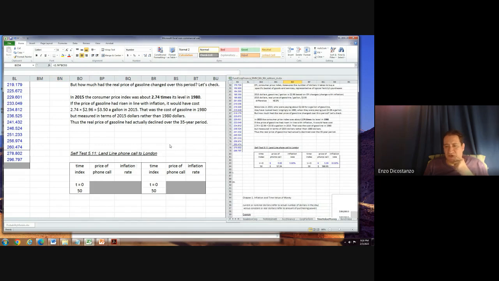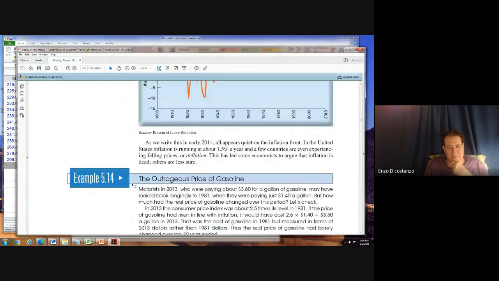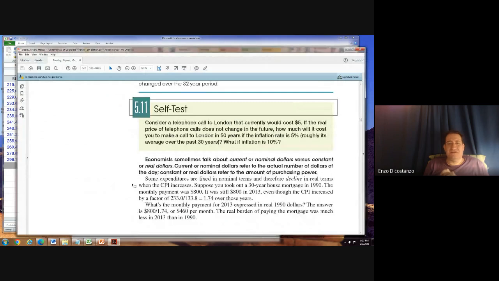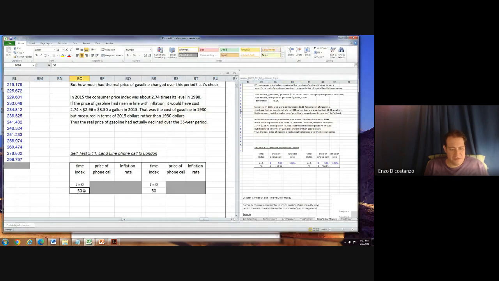This one, it's a phone call to London. So the price, God knows when with this, 511. So we're talking about 50 years. It says if the real price doesn't change, what will it cost in 50 years? So we're looking at 50 years, right? That's 50 years. And actually, these should be blue because they're typed in there.